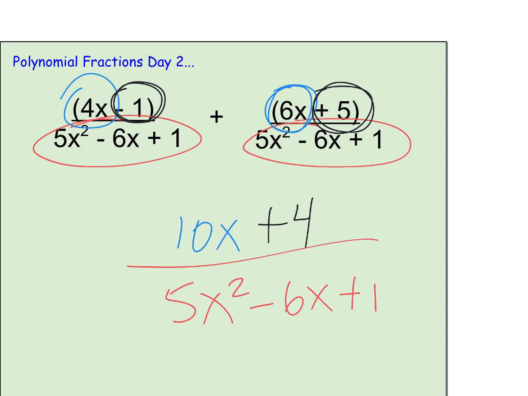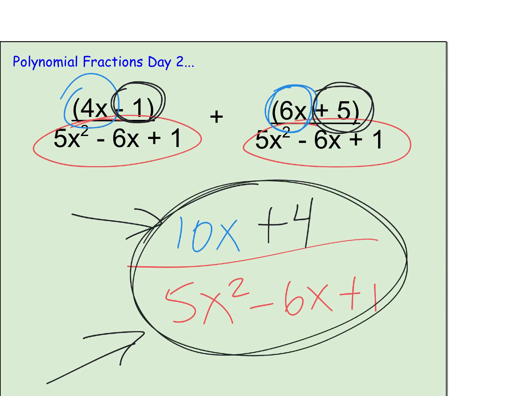Nice. Now, just a quick check. The top can be factored. What could factor out of the top? A 2. But does the 2 come out of the bottom? No. So then you can stop right there. You don't need to factor it unless when you factored it, stuff would cancel. So yeah, you could factor the top, but you don't have to because the bottom doesn't factor enough to cancel anything. So that's it. Done. In the end, all you had to do is add the top. Some of them are that easy.